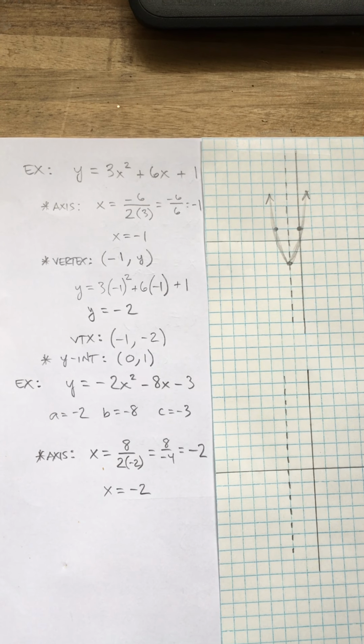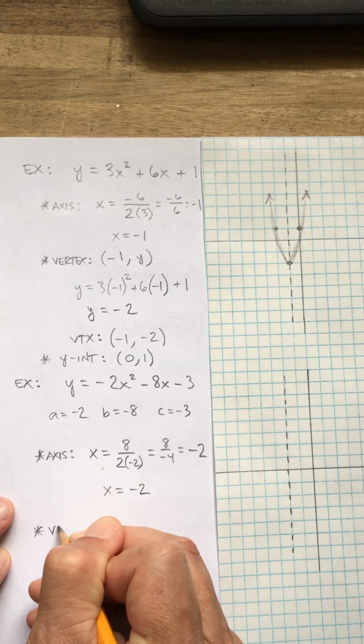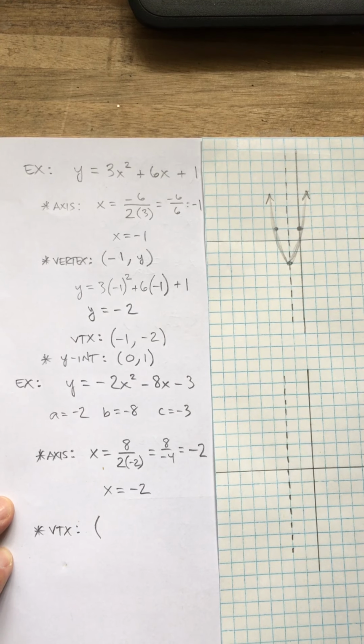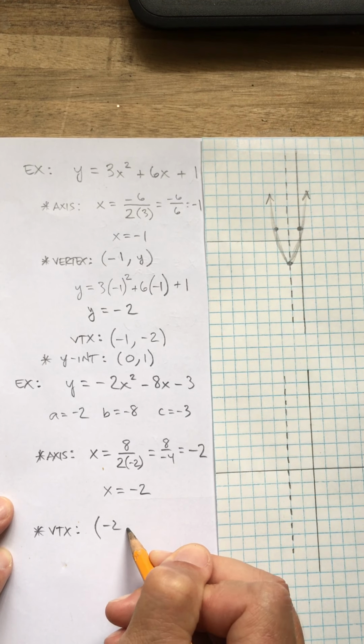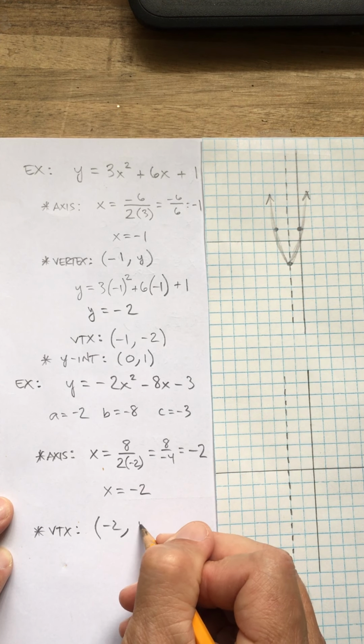Our next thing is the vertex. So let me write it down, vertex. That's a point, right? And the x coordinate is what you get right here. So just go ahead and put negative 2 right there, comma. And now we need the y coordinate. So I'll put down the y.